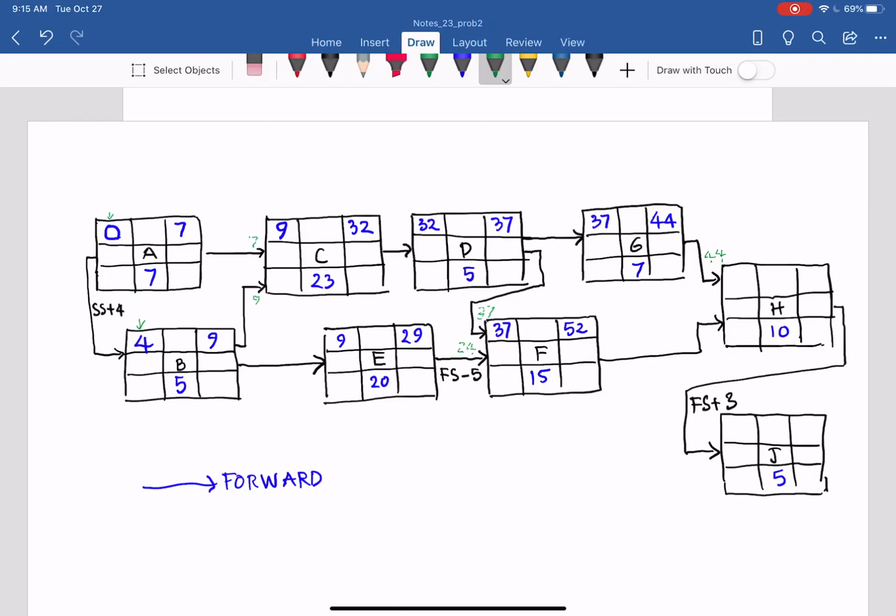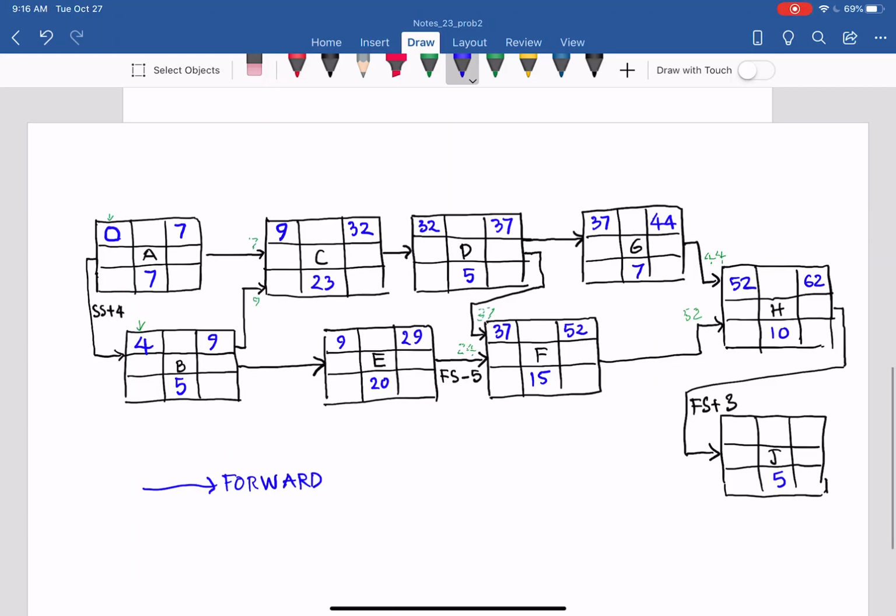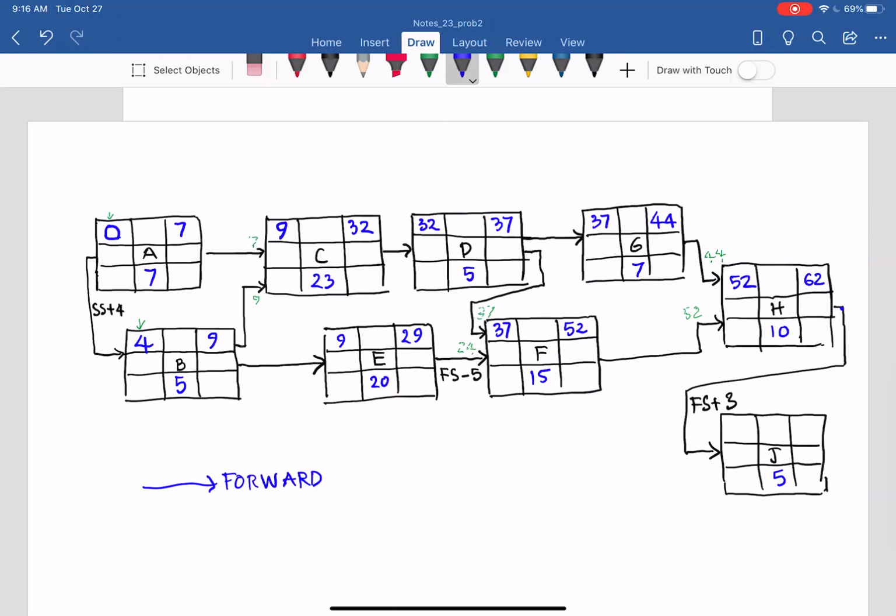And then F to H, we have 52, and the maximum will be 52. And then 52 plus 10 for H, so we have 62. And then go to J, from finish to start, so you can see 62, that is the early finish, plus 3 days, the lag. So going forward, you add whatever you see there. So plus 3, you will have 65.